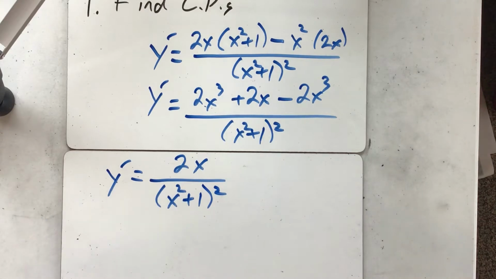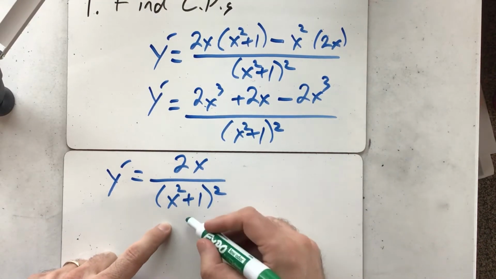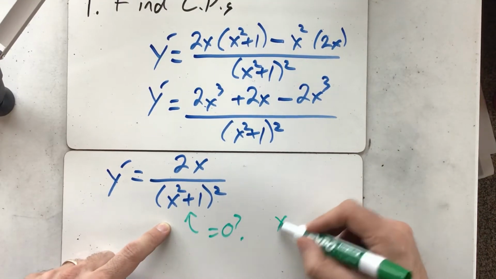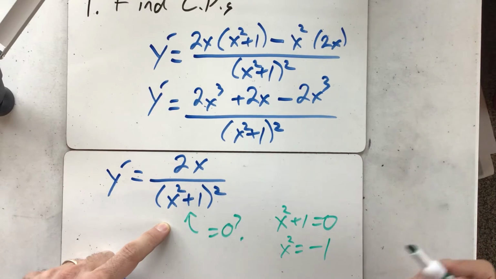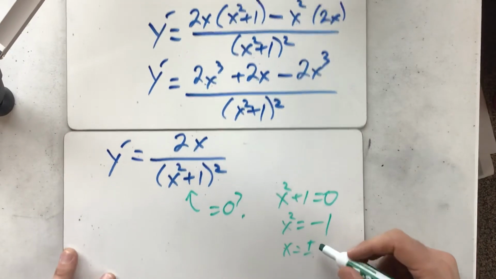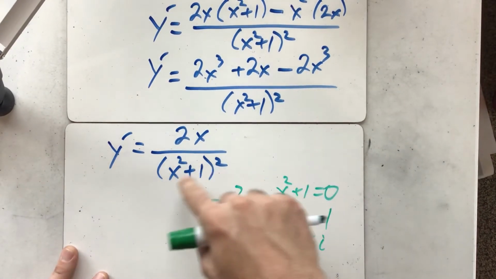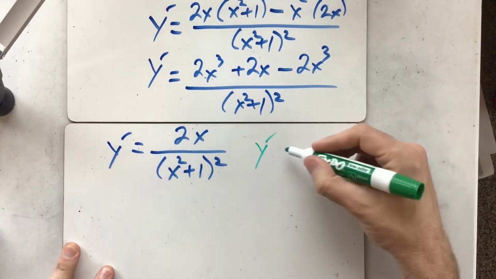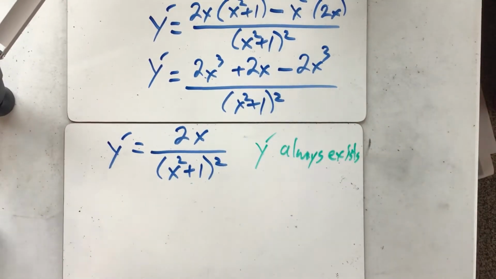First, we have to ask, could this ever equal 0, or could this ever not exist? Well, what if the denominator was 0? If the denominator was 0, it doesn't exist, but notice, can this ever equal 0? Well, if this were to equal 0, that would mean x squared plus 1 would equal 0, which would mean x squared was equal to -1, and x would be an imaginary number. So the answer is no, this always exists because only imaginary numbers make the denominator 0. So y prime always exists. So we don't have to worry about the derivative not existing.